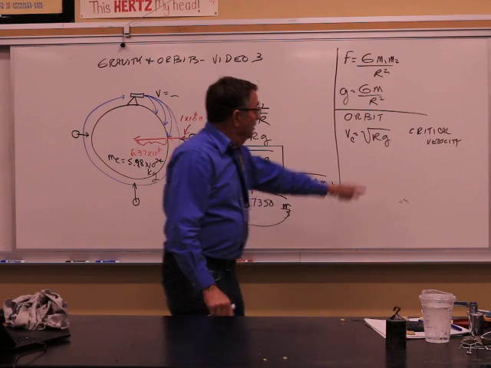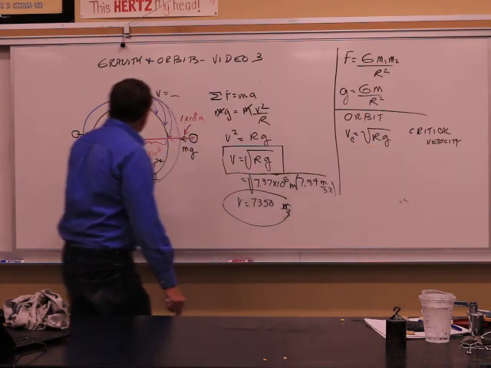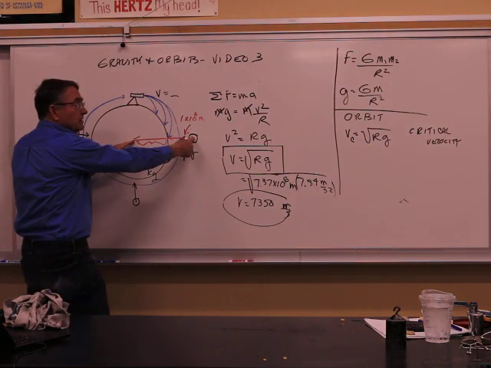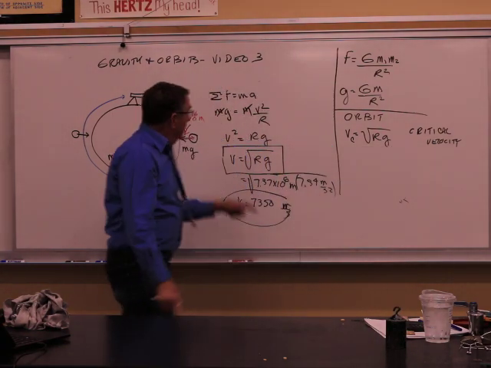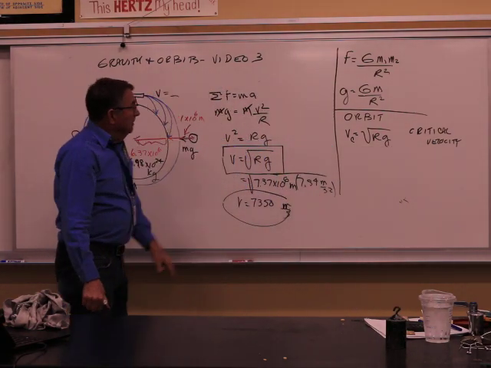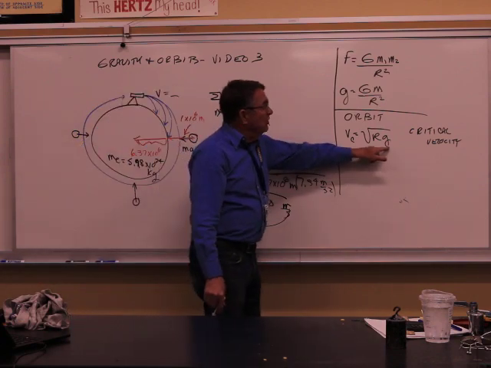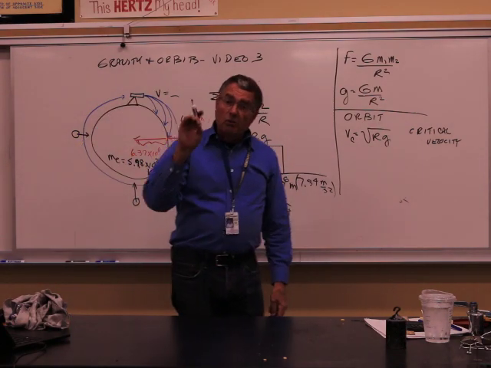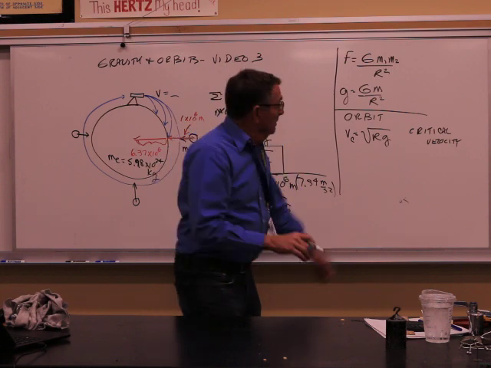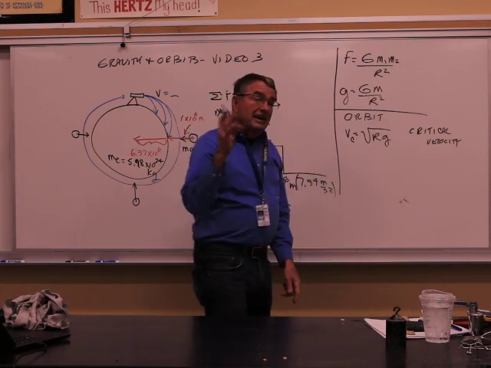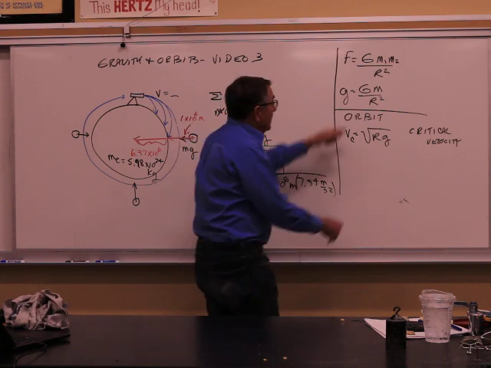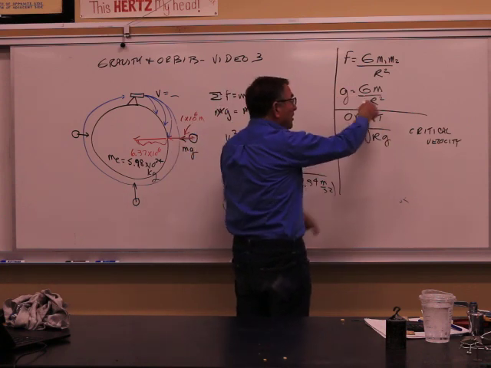Be careful now. That R is always center to center. This gravity is not 9.8. It's the gravity at the orbit. Okay? That's the gravity at the orbit. There's your first equation for an orbit. When I do this one, I think about giving you gravity. Let's make it one equation and not two, because this requires that one.